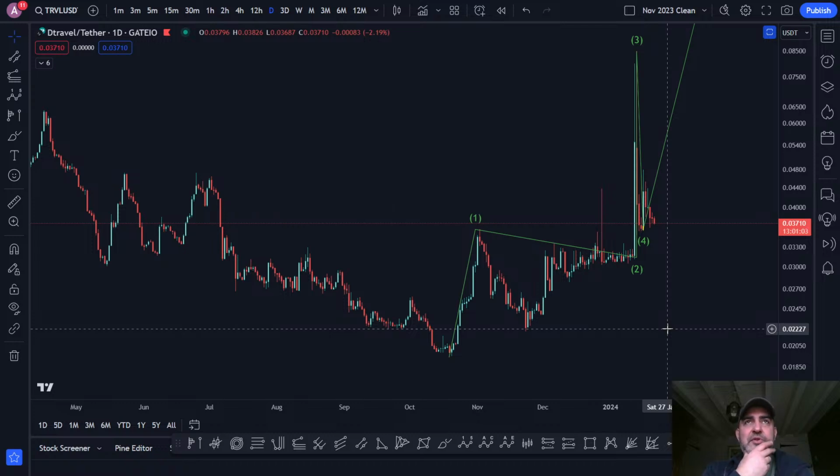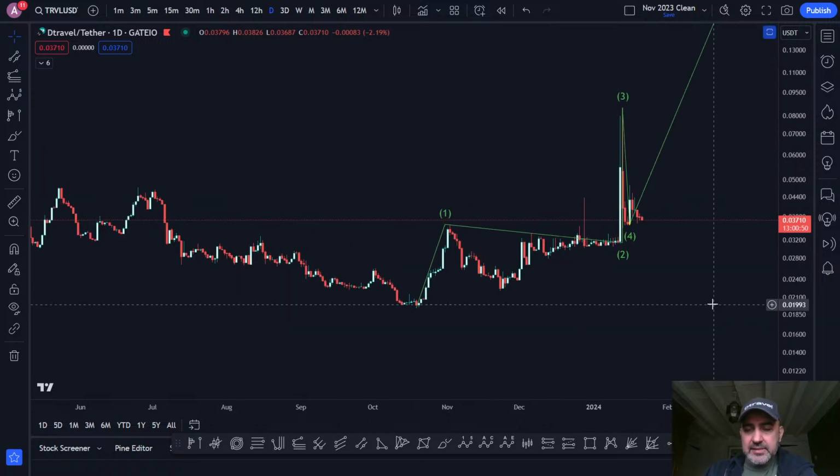And so I do see a future where Airbnb will have significant competition. I think it's going to be Dtravel. Personally, I think it's a good bet. Let's see how that pans out. Anyway, let's go back to the charts.